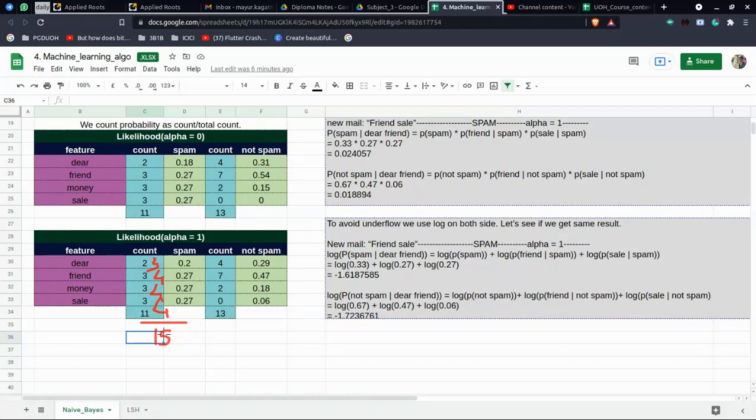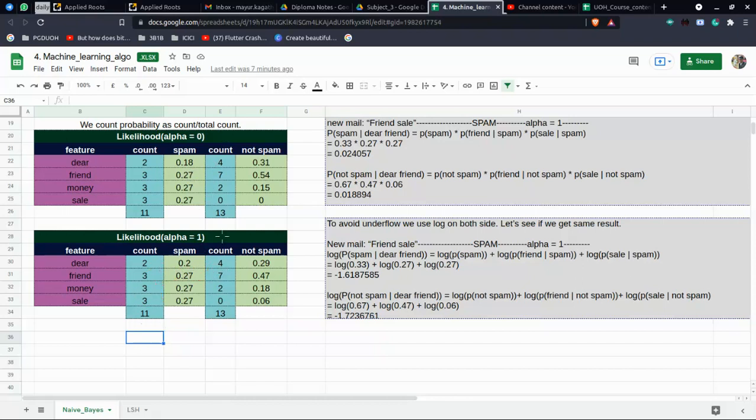So how did we get this 15? 15 is nothing but 11 plus alpha, which is 1, multiplied by how many categories I have: 1, 2, 3, 4. So 11 plus 4 is 15, because I am adding 1 here, 1 here, 1 here, 1 here. So 4 into 1, right? Now if I take alpha equal to 1, what would be the likelihood? 3 divided by 15, 0.2669. So this number and this number are different only after 3 decimal places, so you will find this is similar to this.